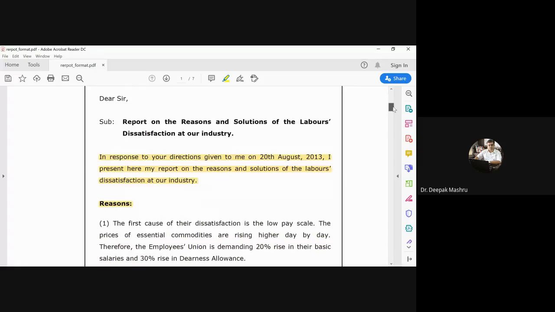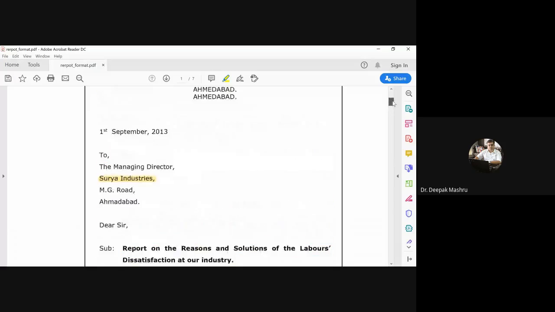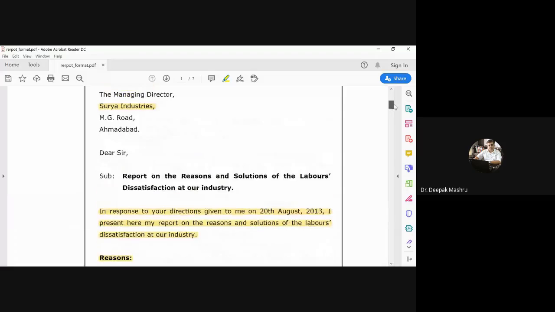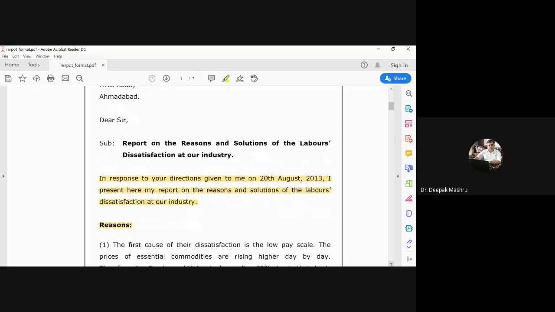The date you receive the task and the date you complete the task, there should be a gap of 10 days, not more than that. "I present here my report on the reasons and solutions for the labor's dissatisfaction in the industry." The very first paragraph is very common. Up to here, anybody can write it, irrespective of knowledge about language. And if you write up to here, out of 7 marks, you are likely to get 3 marks minimum.